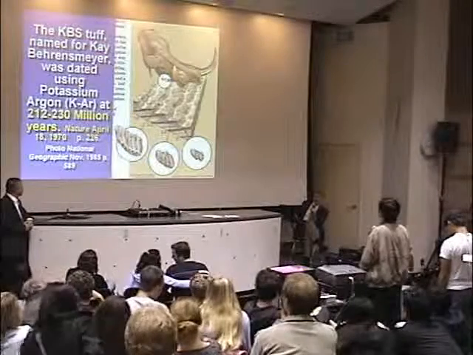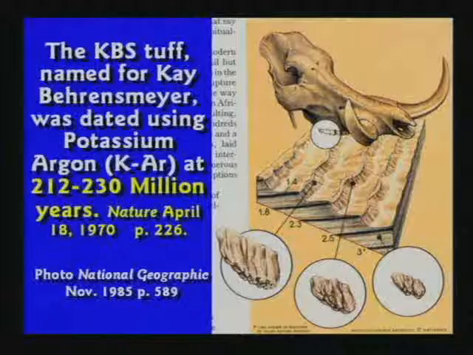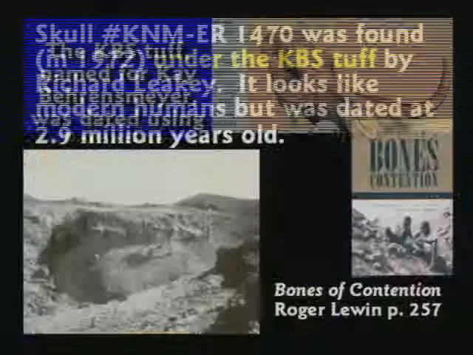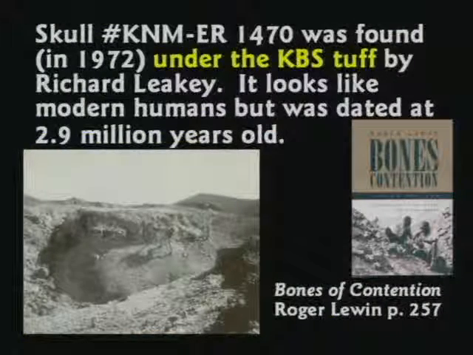The KBS Tuff for many years in all the science magazines was dated between 212 and 230 million years old based on potassium-argon dating. Nobody argued with this. It was dated many, many times. Everybody said the KBS Tuff is 200 and some million years old. Until a problem came up: Richard Leakey discovered a human skull, KNM-ER 1470, under the KBS Tuff. Well, now we got a problem.